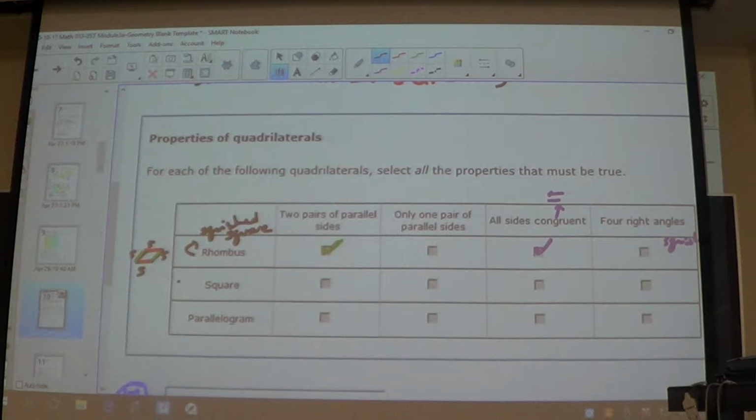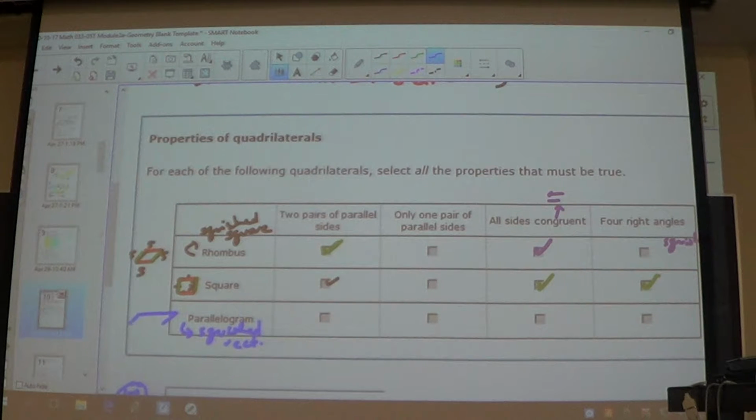A square, 5, 5, 5, 5, with right angles. Does it have 2 pairs of parallel sides? Yes. This is parallel with this, and this is parallel with this. So if it has 2 pairs of parallel sides, can it have 1 pair of parallel sides? Does it have all congruent sides? Yes. Congruent means equal. Does it have 4 right angles? Yes.